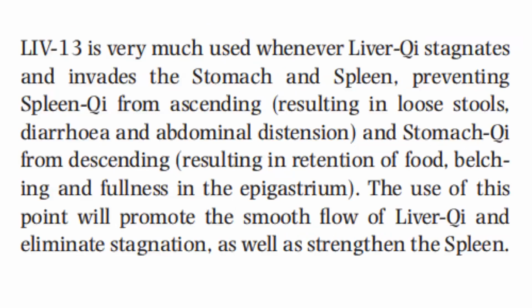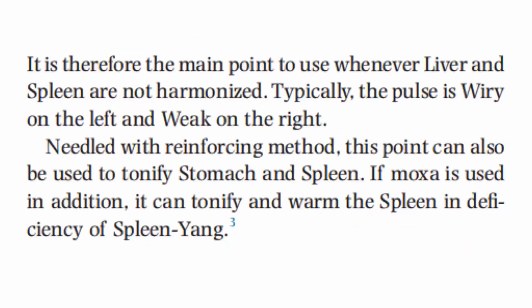Liver 13 is very much used whenever liver qi stagnates and invades the stomach and spleen, preventing spleen qi from ascending, resulting in loose stools, diarrhea, and abdominal distension, and stomach qi from descending, resulting in retention of food, belching, and fullness in the epigastrium. The use of this point will promote the smooth flow of liver qi and eliminate stagnation, as well as strengthen the spleen. It is therefore the main point to use whenever liver and spleen are not harmonized.